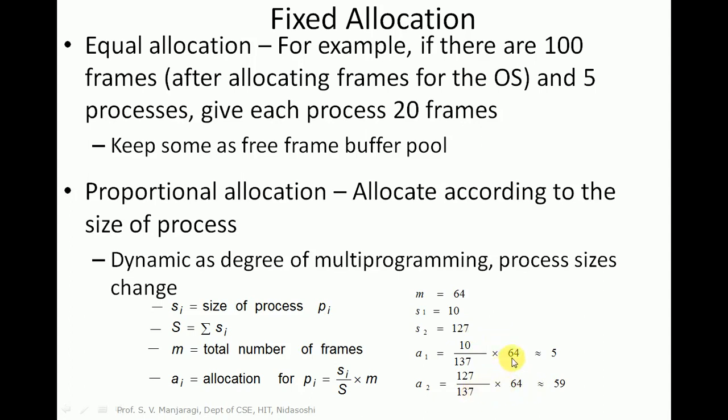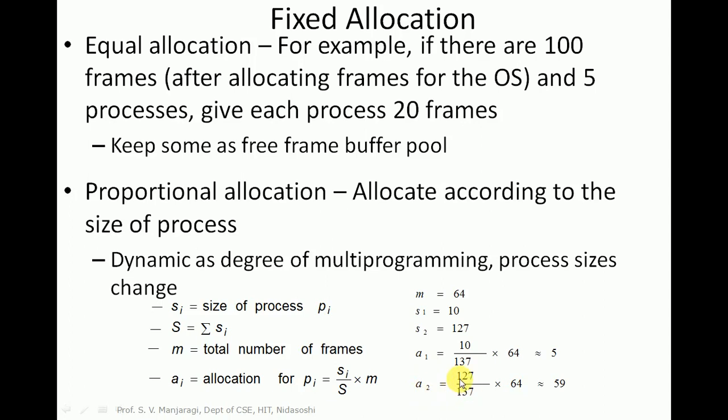And so definitely the smaller number of frames will be allocated to process P1, that is approximately 5 frames are allocated to process P1. Next we will go for the second process P2. Let us calculate the number of frames required for process P2.